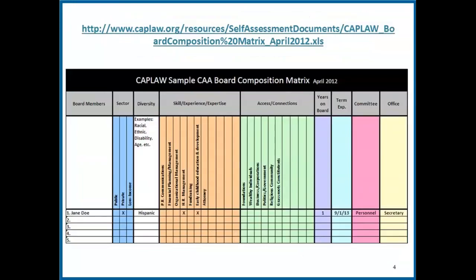Another resource, and we mentioned this last time as well, is the board composition matrix that CAPLAW developed. This lets you start to build out a recruitment strategy over time, so you always have that ongoing. And Gerald talked about that last week, about how important it is to make sure you have people in queue to add to the board over time.